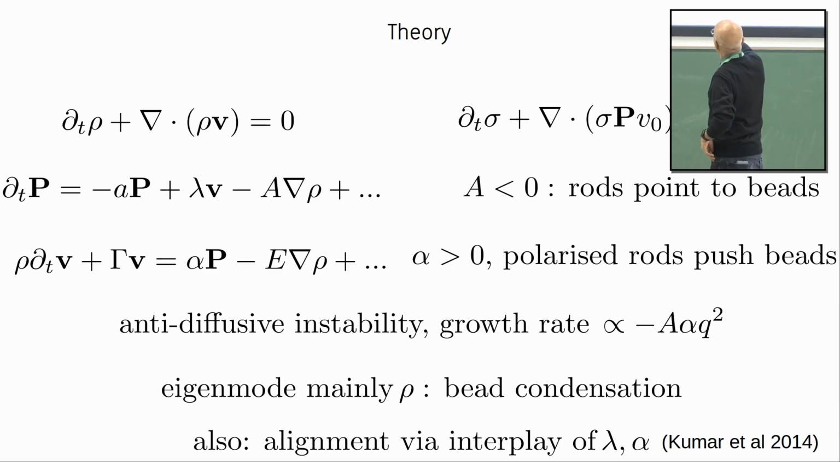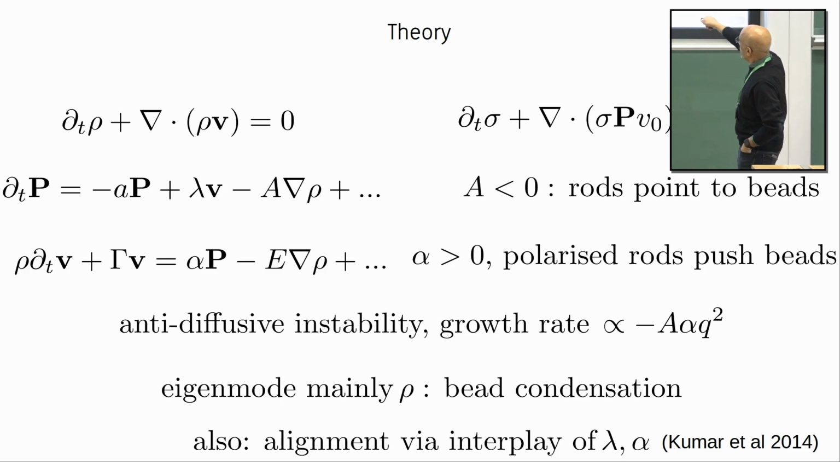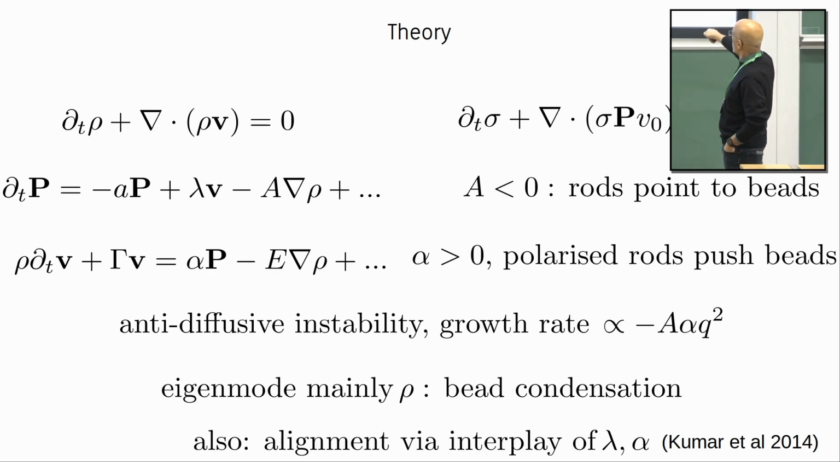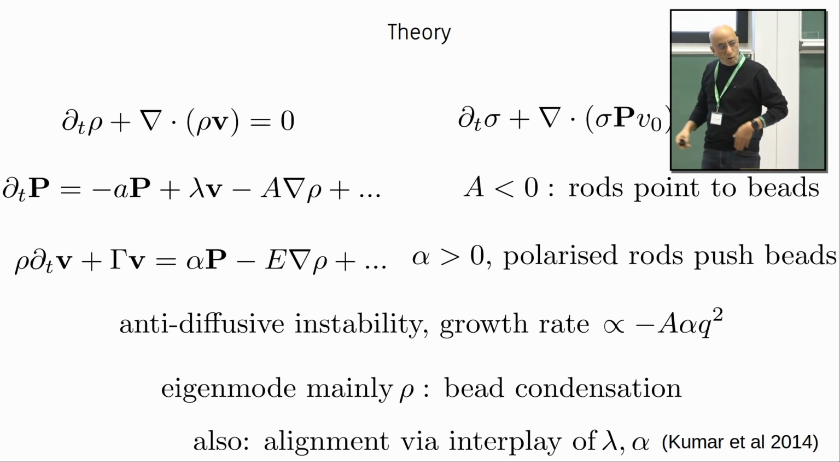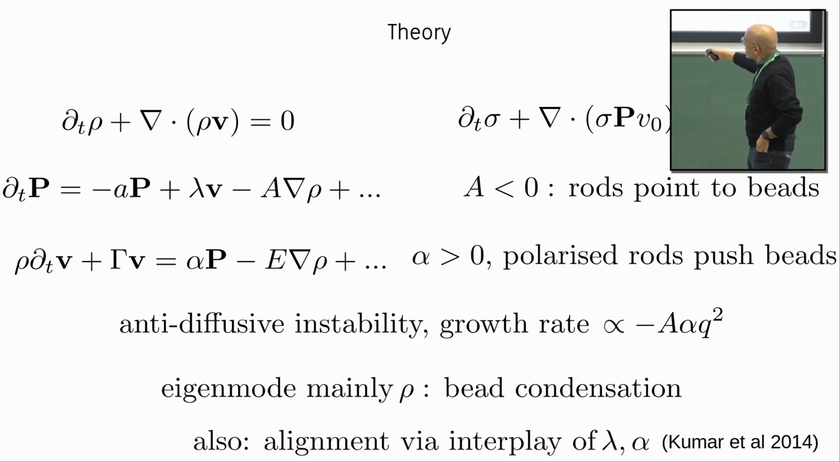Yeah, clearly, in principle, I should do more than this. I've hidden all the complications in dots. For example, there's two stories here. One is just this bit, rods pointing to beads and polarized rods pushing beads. If you just take that into account, you get an anti-diffusive instability, right? If this combination, if A times alpha is large enough in magnitude, remember, as I said, A is negative, you get a diffusively growing mode. Obviously, there are other terms in the equation which compete with it, but I think the core of the mechanism that gives you the instability that we saw lies here. There's also more.